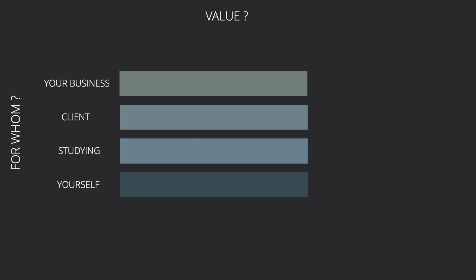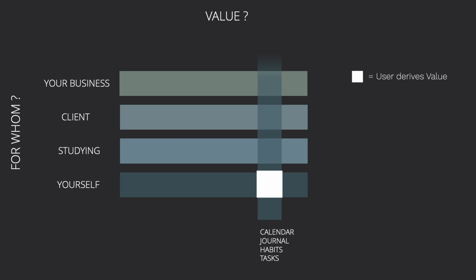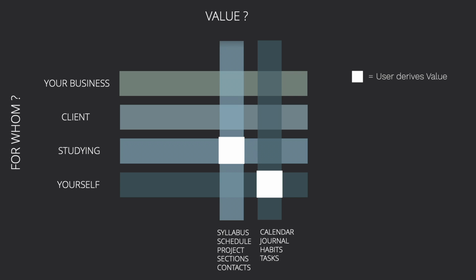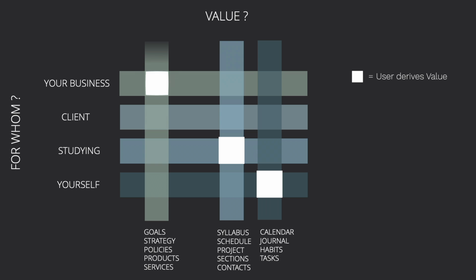For yourself, you could be wanting a calendar, a task manager, a finance planner, a journal, a habit tracker, a wiki, an idea board, or a read it later repository. As a student, it could be the semester calendar, the subjects, the class notes, etc. If it's for your business, it could be the projects that you want to track, your vision, your mission, your goals, your business strategy, your business ideas, your products or services, or an employee directory, for example.